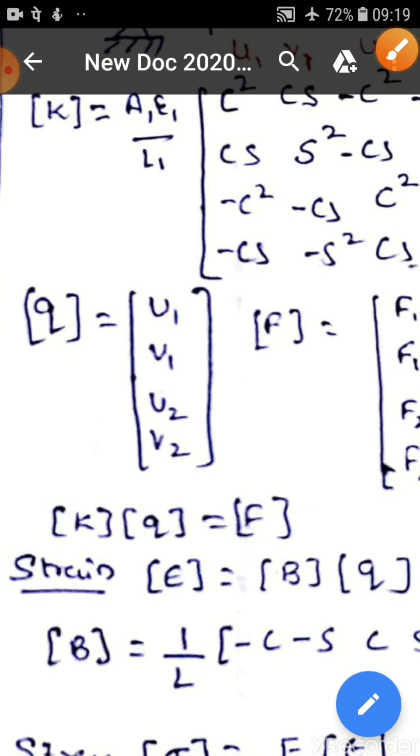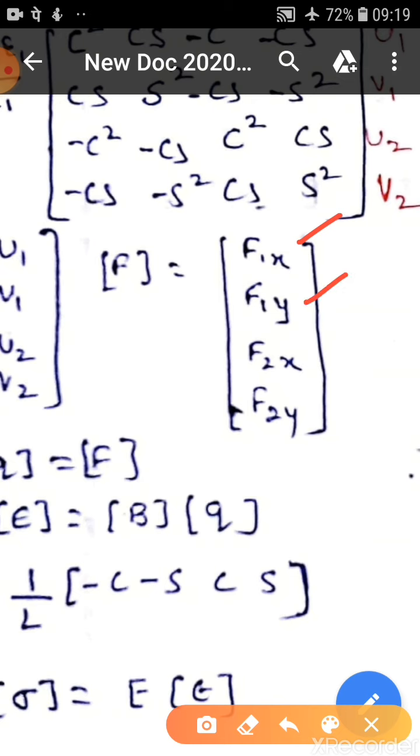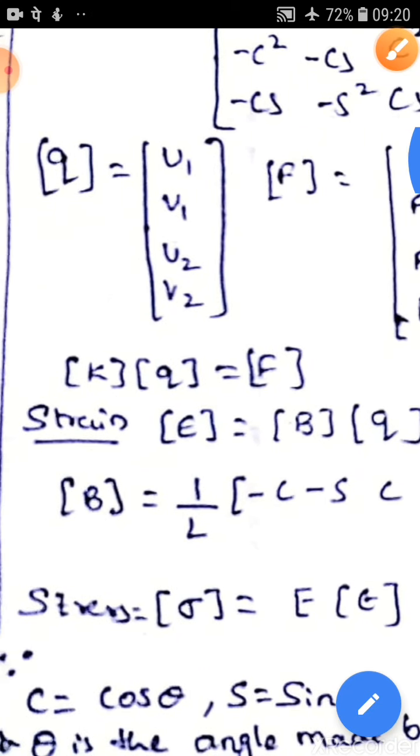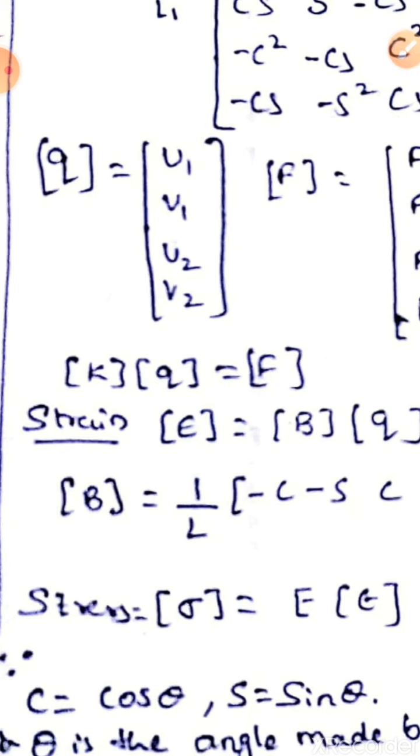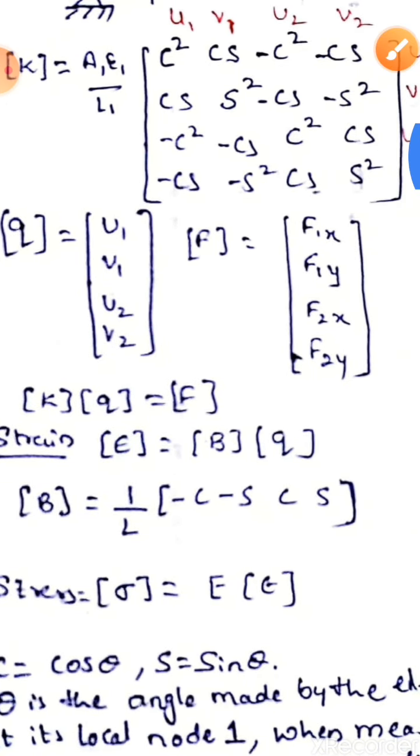And what is the force matrix for it? f1x, f1y, f2x, f2y. What is this f1x? Force at node 1 in x direction, force at node 1 in y direction, force at node 2 in x direction, force at node 2 in y direction. These are the force matrix. Next, again we need to use the same equation, k into q is equal to f. Use the strain relation, b into q. B is 1 by L, minus c, minus s, c and s.